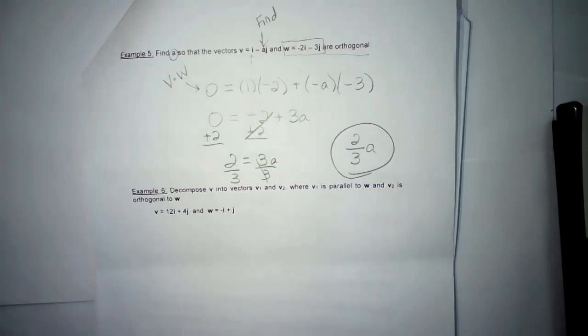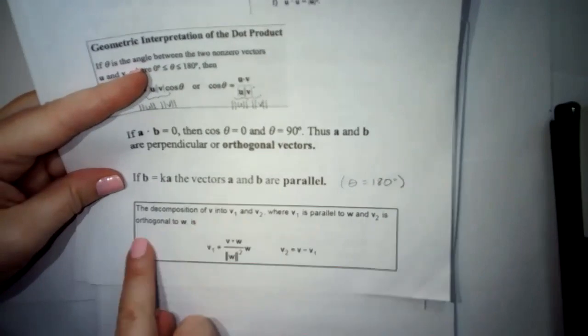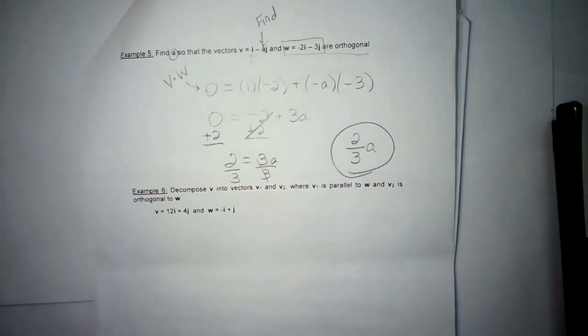Okay. All right, number 6, and 7 and 8, which are the last ones, they're all going to be talking about those little equations from down here at the bottom, these decomposing equations. Okay, we're going to do that for the next few.